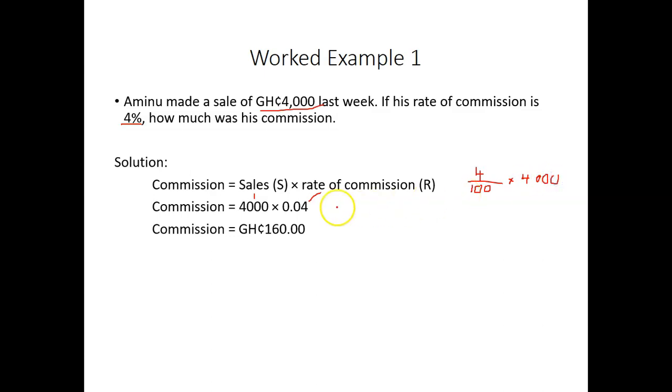Though I said sales times rate of commission, here I'm doing it rate of commission times sales. Remember that multiplication is commutative. A times B is the same as B times A. So here we can take away these 2 zeros with these 2 zeros. The 2 zeros cancel out. So 4 times 4 is 16. Then you attach the 0 to it. That gives you 160. So you can do that without even a calculator.